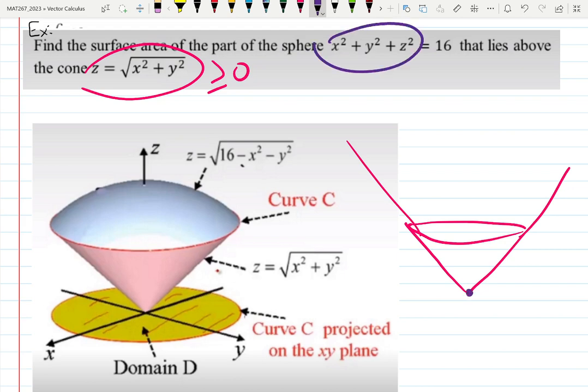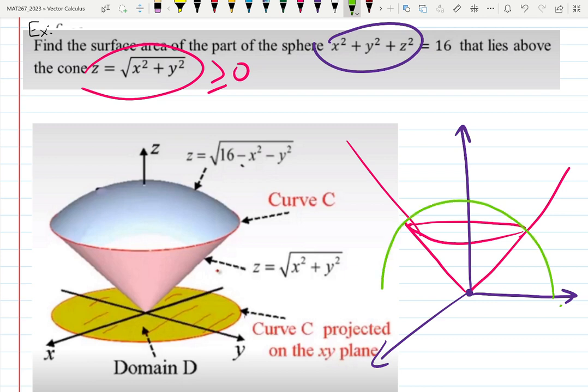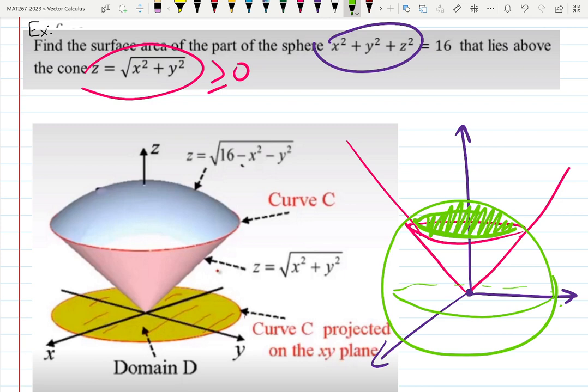So here it is. Let me draw x, y, z. This sphere is, I don't know, like centered at 0, 0, right? And then we need only this top of the ice cream part. Not necessarily half or quarter or third, but they do intersect.